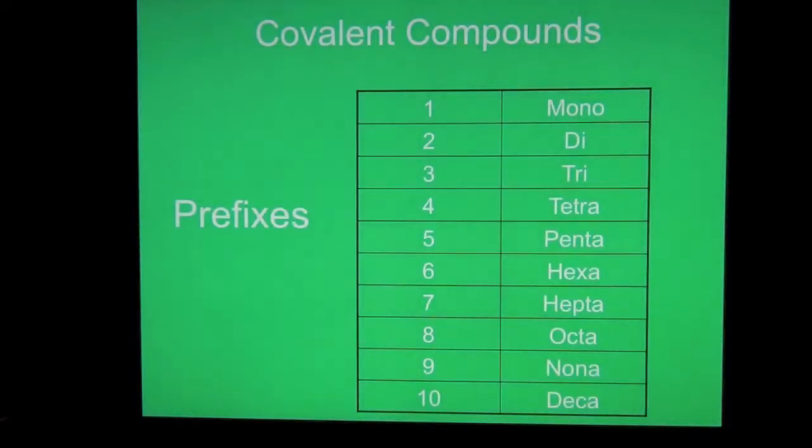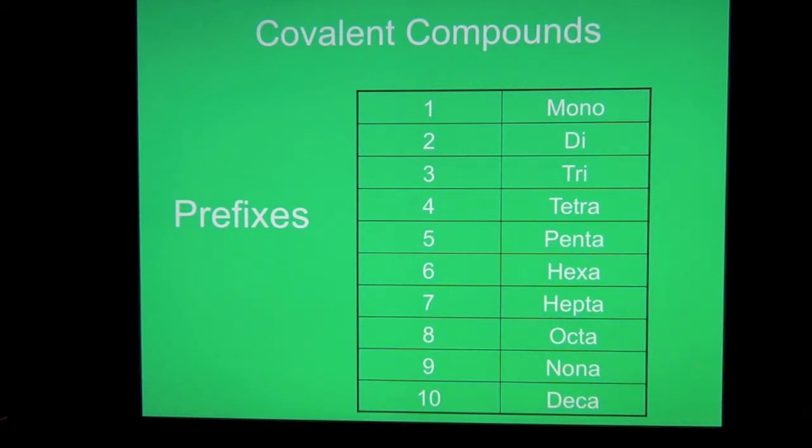You're going to use prefixes: mono, di, tri, tetra, penta, hexa, hepta, octa, nona, and deca. So whenever you get ready to name covalent compounds, you get to put a prefix with each one of the elements. We're only going to use mono if we're talking about oxygen, and only if oxygen is the second element.